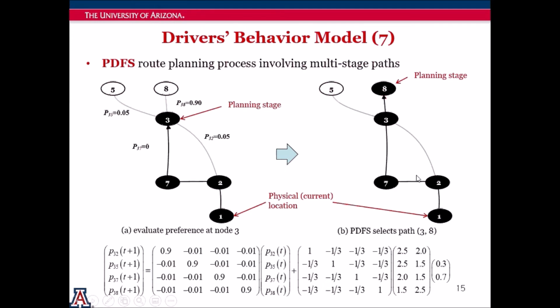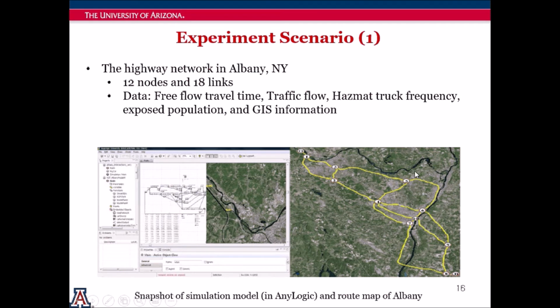I have an AI model for the simulation, for the experiment, and then drivers. Based on that, drivers can drive in this roadway environment, basically in urban New York, and it has 12 nodes and 18 links. So 1, 2, 3, 4, 5, 6, 7. If you count the links, you can find the 18 links, and then we have 12 nodes. And then data, we have free flow travel time, traffic flow, hazmat traffic frequency, exposed population, and GIS information as well.